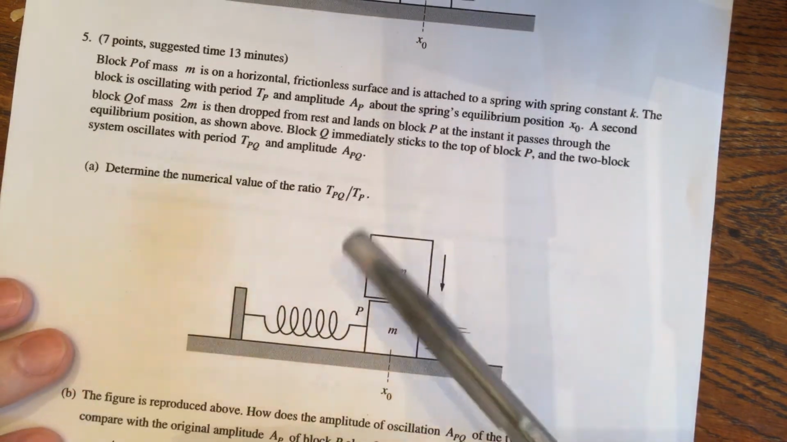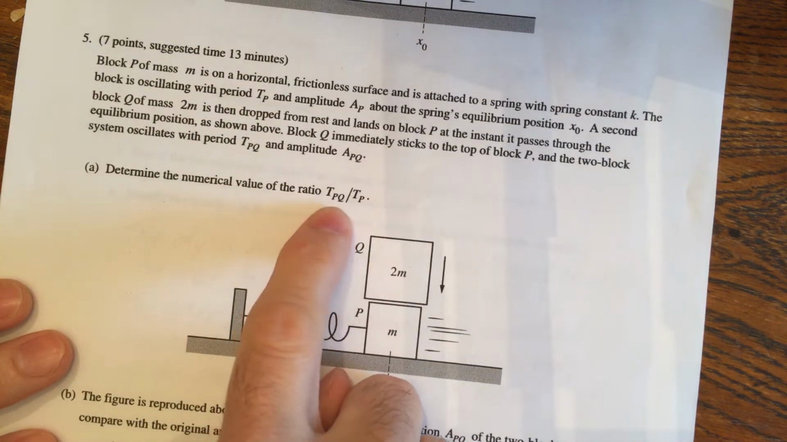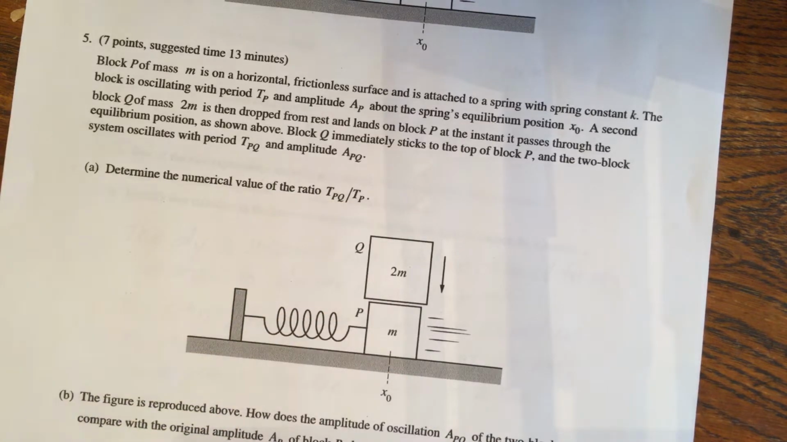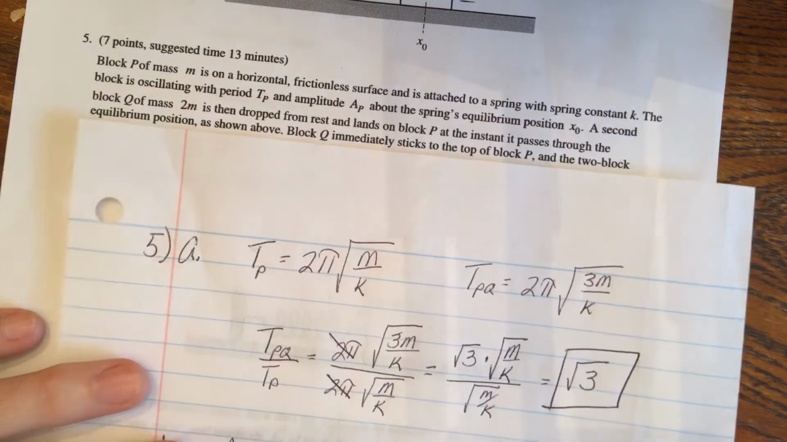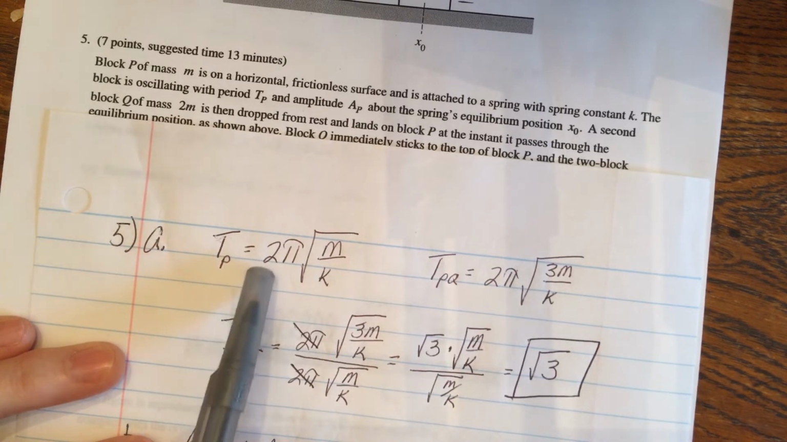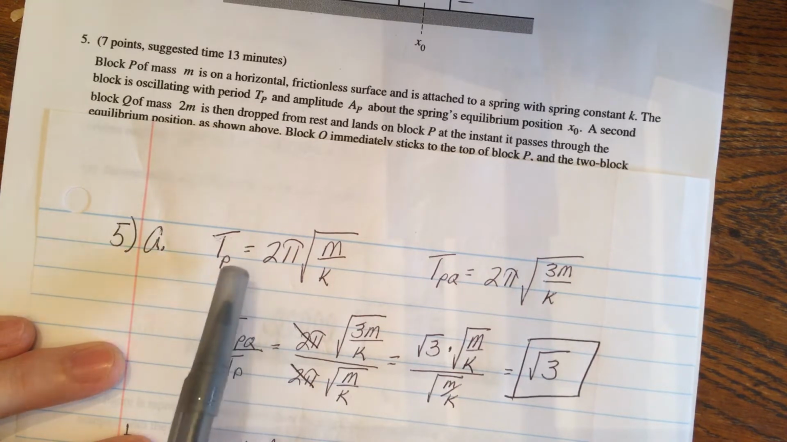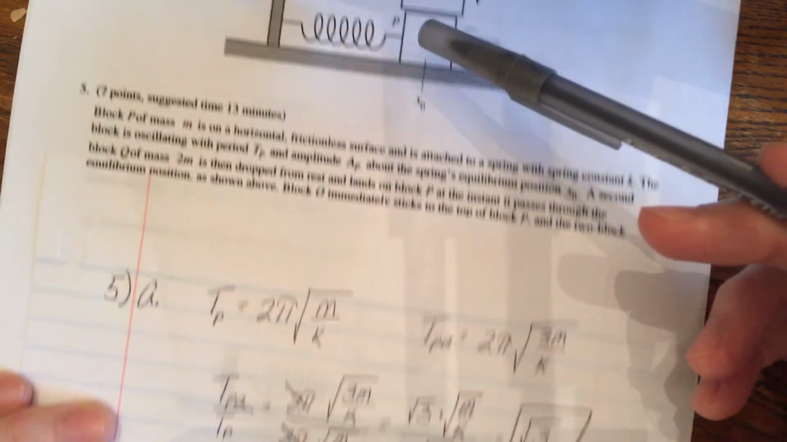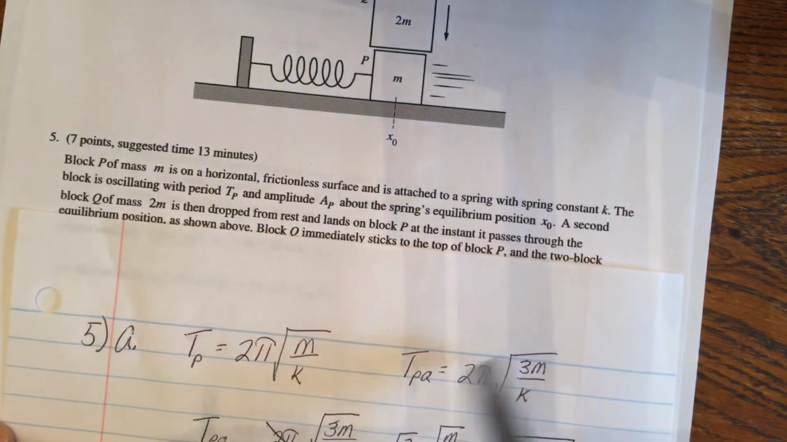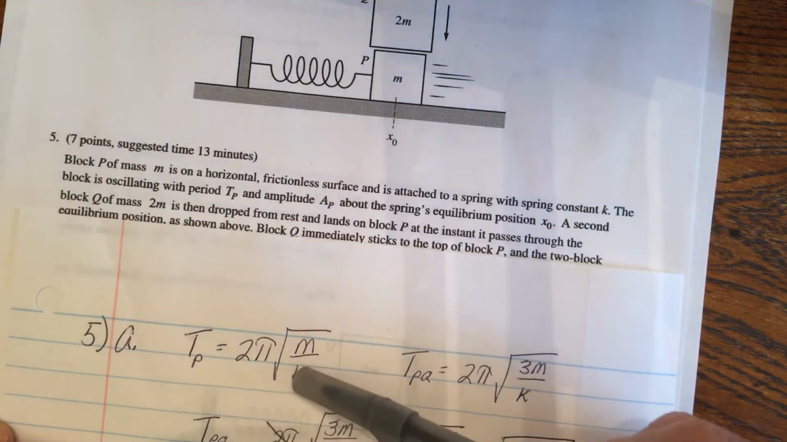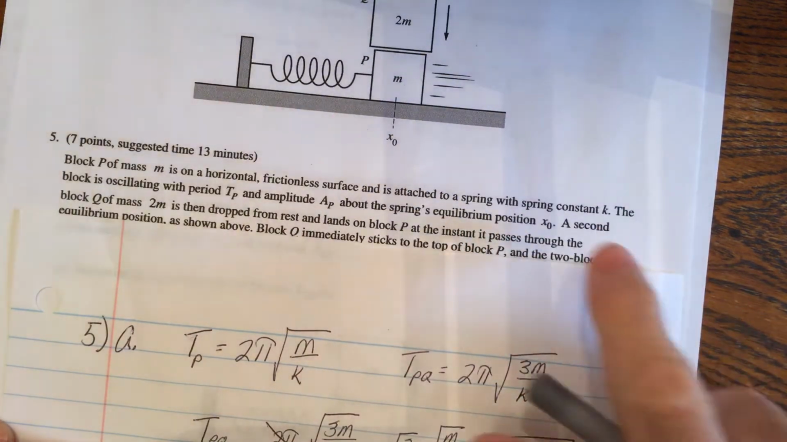Anyway, we want to first determine the numerical value of the ratio of the period after the collision to the period before the collision. To do that, we're going to have to use the formula for oscillations. T sub P equals, on your formula sheet it probably will say T sub S, but I'm saying T sub P because we're talking right now about block P. That's just 2 pi times the square root of its mass, which was m, over the spring constant, which was given to us as k.